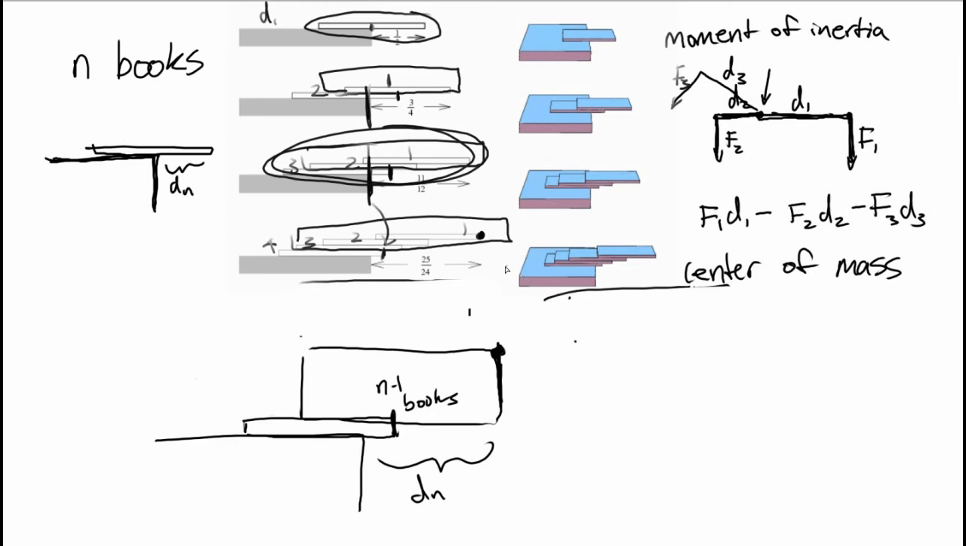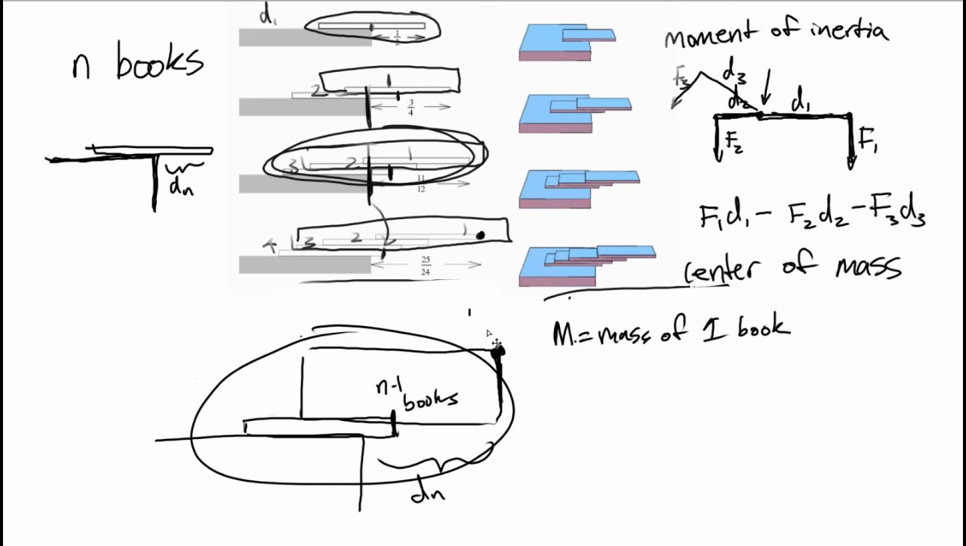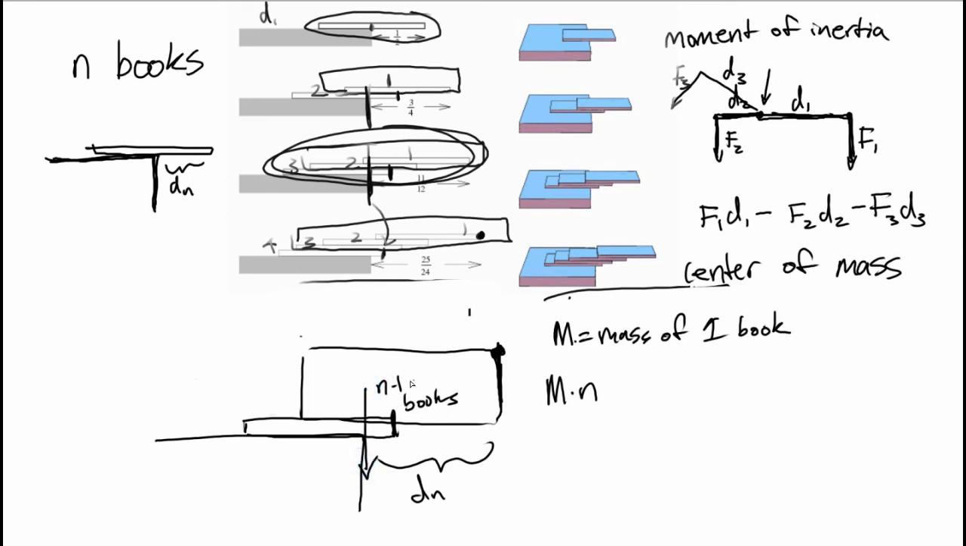Well, first of all, let's say the mass of one book is m. M equals mass of one book, right? So the total mass of the entire system is m times n. The total mass of the entire system is going to be centered over the edge of the table, like we said before. And so the moment of inertia from this point, the distance is going to be d of n. So you want to multiply the weight by the distance, which is the definition of moment of inertia. So times d_n.